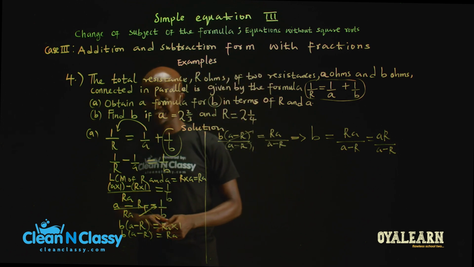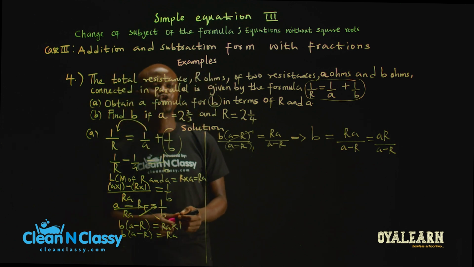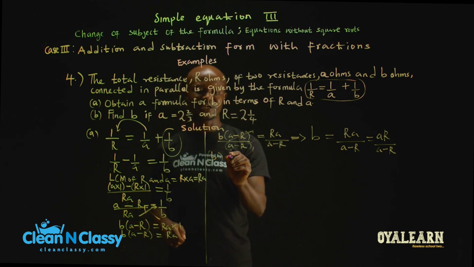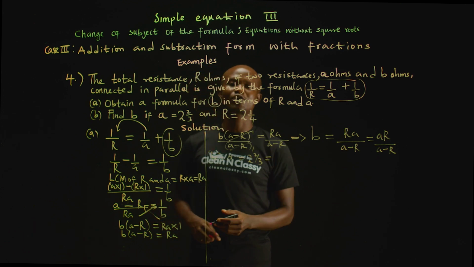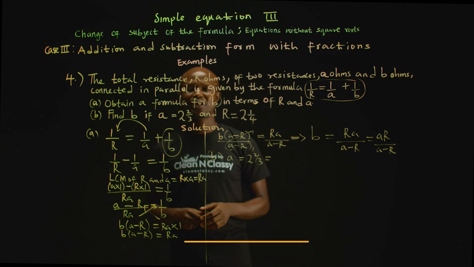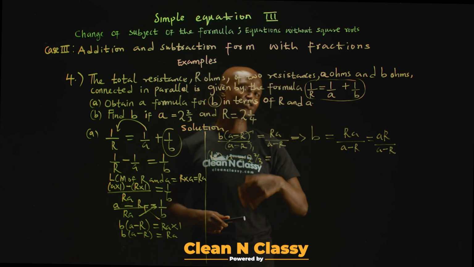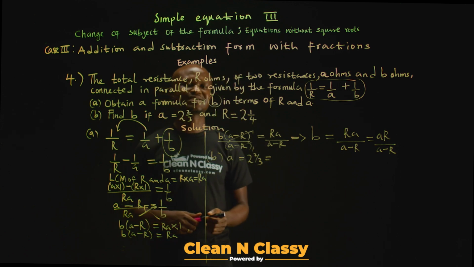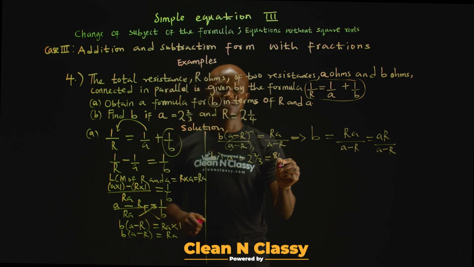Now let's solve the second part. Find B if A equals 2 and 2 over 3. So for the B part, we are given A to be equal to 2 and 2 over 3. We need to first convert 2 and 2 over 3 to an improper fraction because this is a mixed number. 2 times 3, that is 6. 6 plus 2, that is 8. So we have 8 over 3.